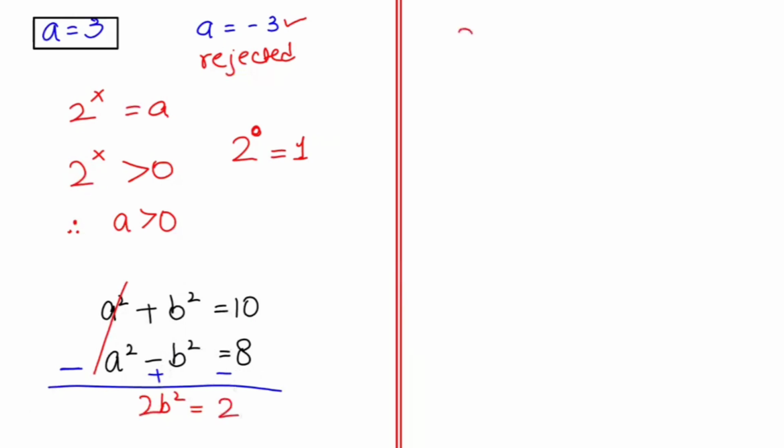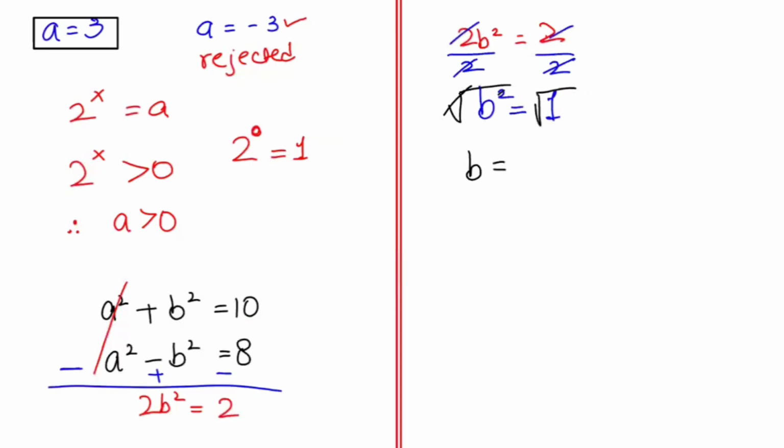Now 2b square is equal to 2. This 2 is multiplying, so we are going to divide both sides by 2. This and this get cancelled. b square is equal to 1. Now I want to remove this power, so I am going to take the root on both sides. Here the power and root get cancelled, so b is equal to plus or minus 1.